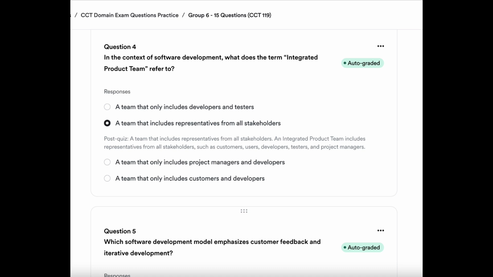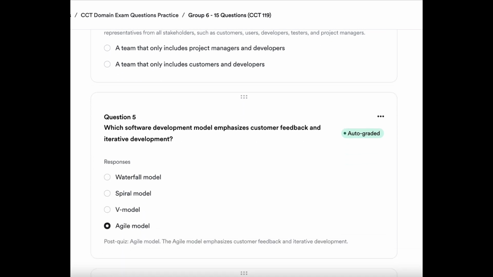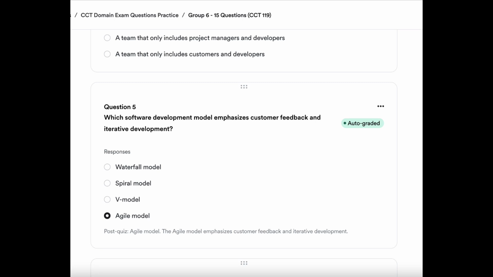If you haven't had a chance to listen to that podcast, go back and listen to it. We'll cover the product team aspect a little bit, but it does include representatives from all the stakeholders. It includes customers, users, developers, testers, project managers, and so forth. So it's an overall integrated process, and it seems to be working very well. I know various places have used it, and it seems to help guide the directions of where things need to go.